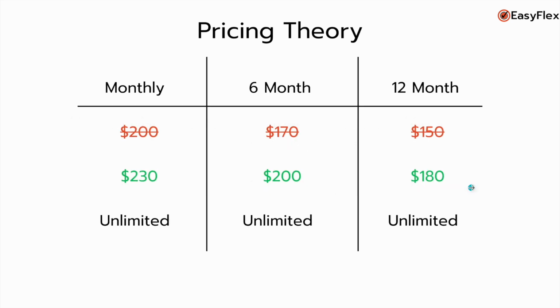So to start, you want to mark up the current price that you would charge for a month-to-month membership by 15%, so that your middle pack becomes the monthly price. So what am I talking about here? So these will be our current prices: 200, 6 month, 170, 12 month, 150. You basically want to mark this up by 15%.